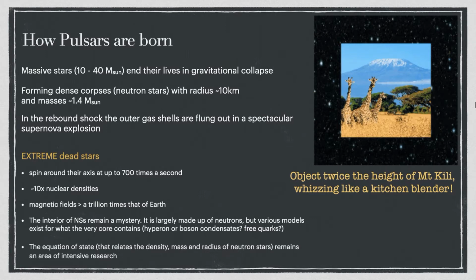And so we think that it's mainly neutrons because we know that in this collapse process, it's the neutron degeneracy pressure that's upholding the star. But we don't know whether it's neutrons all the way through to the core. So there are many models trying to describe this. And some of them, examples are particular types of condensates, like hadron or boson condensates, or free quarks.